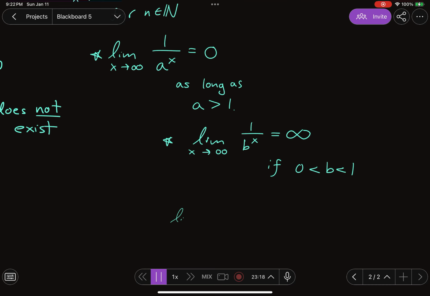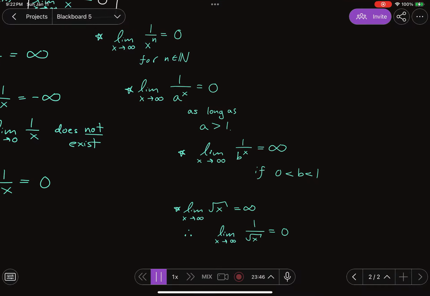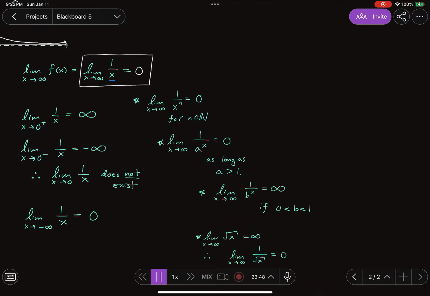The limit as x approaches infinity of the square root of x is equal to infinity, and therefore the limit as x approaches infinity of 1 over the square root of x is equal to 0. And actually, in a second, we're going to be able to prove this. So I don't know why I'm mentioning it, but here you go. I just kind of spurted off some really important facts that we will need to use in the future, and part 2 of this video.